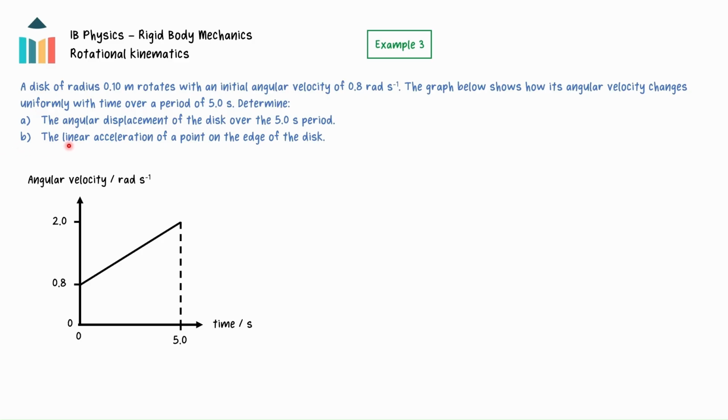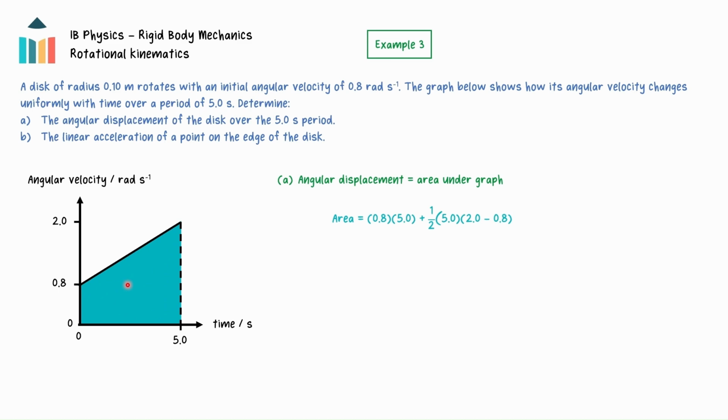First, let's calculate angular displacement. This is found from the area under the graph, because the area under an angular velocity time graph represents angular displacement. There are two parts to the area, a rectangle and a triangle. The rectangle here has an area of 0.8 times 5, and the triangle here has an area of 1/2 times 5 times 1.2. Altogether, this gives us a total angular displacement of the disk of 7 radians.